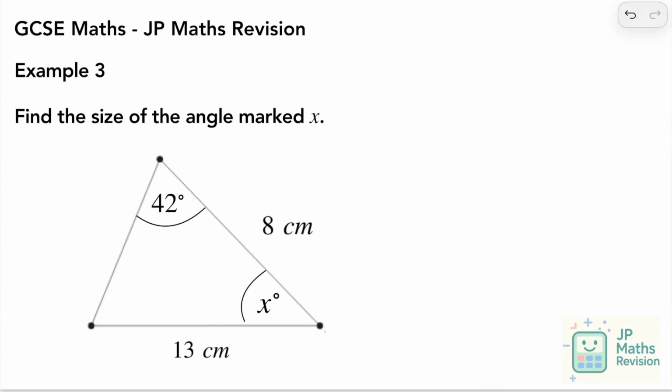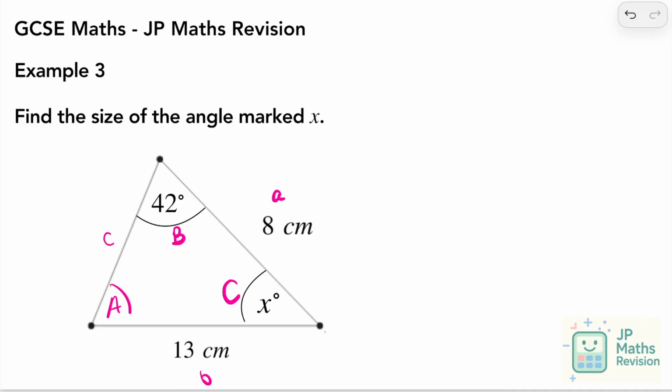Here's another example. So I need to find the size of the angle marked X. So again, I'm going to go ahead and label my angles and label my sides. So this time 8, I'm going to label A. Now the side opposite A we don't have, so I'm just going to call this capital A. I'm going to call 13 lowercase b, and the angle opposite lowercase b is going to be capital B, so that's this one. And X I'm going to label as capital C, so the side opposite X is going to be lowercase c.